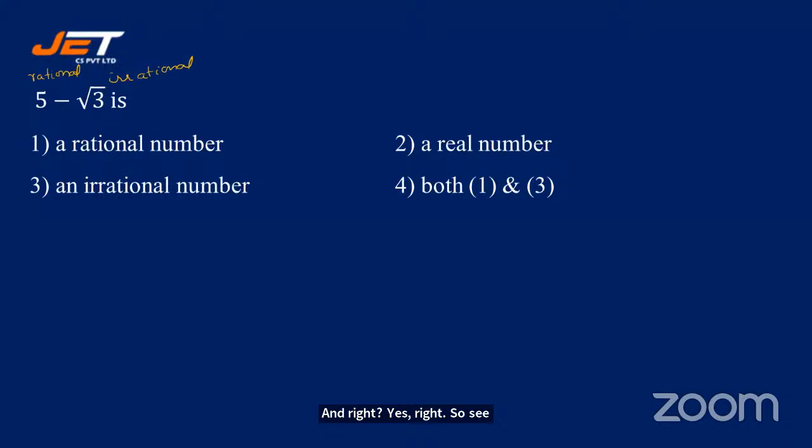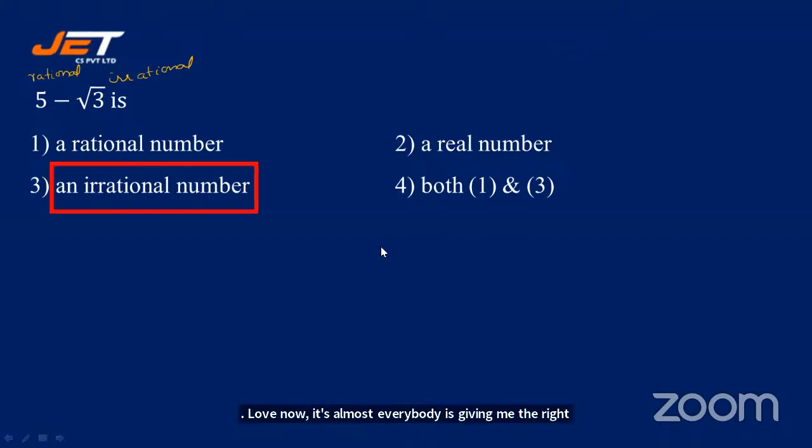5 minus root 3 is dash. What is 5 minus root 3? Let's see how many are able to understand this question and give me the right answer. Yes, Shruti, you're right. Geeta, you're right. Sai Vardhan, Navneet, Rajeshwari, Kumari, Bhavna. Yes, almost everybody is giving me the right answer as option 3. Perfect. An irrational number. Yes.